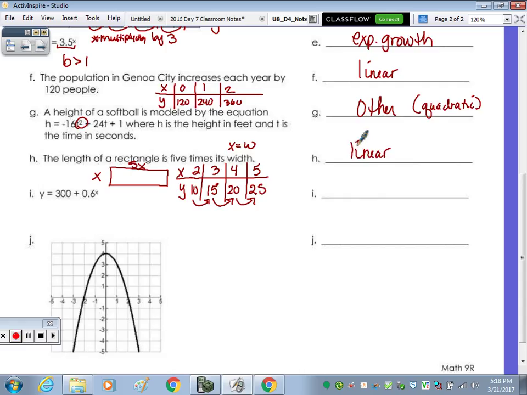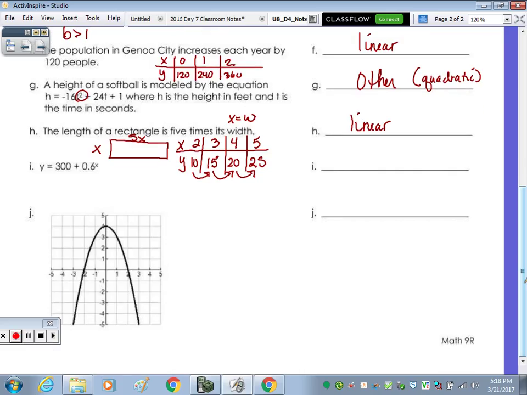So it helps sometimes to make up a table to see what's actually happening. And with that one, we knew the length of a rectangle is 5 times its width, so the relationship between the two is a linear relationship.